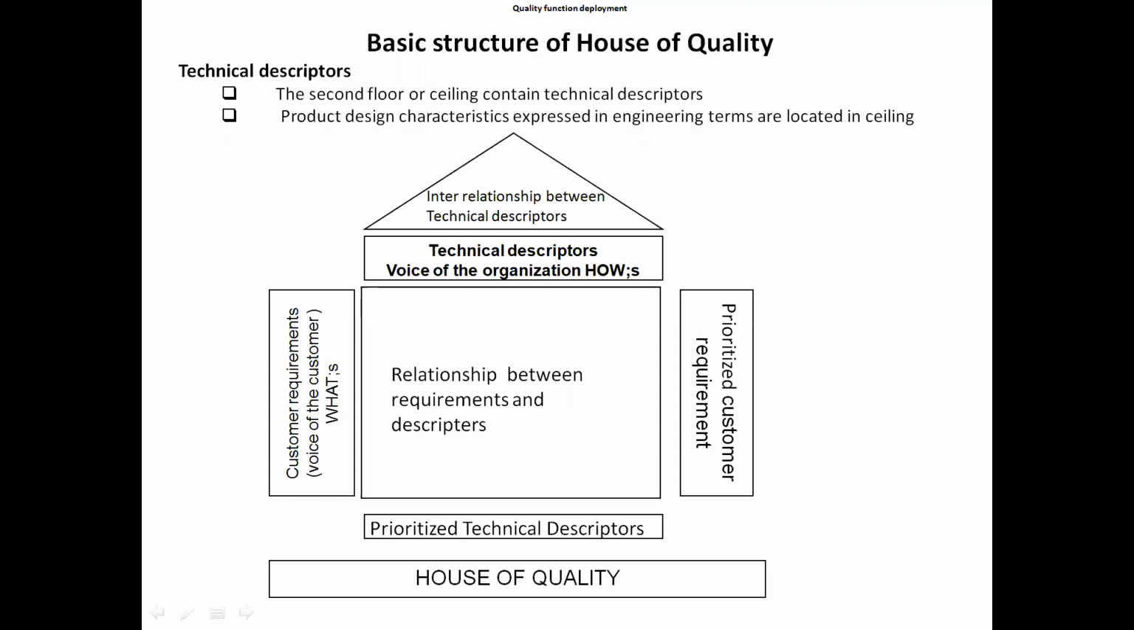Next, technical descriptors. That is the first floor or second floor. The first floor or ceiling contains the technical descriptor. The ceiling is the technical descriptor, that is the voice of the organization. That is the engineering term, how the product is going to be specified. The engineering term is the ceiling. So this is called the technical descriptor and voice of the customer. How means how you are going to meet the customer requirement on the manufacturing side.